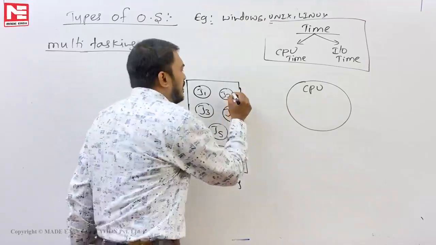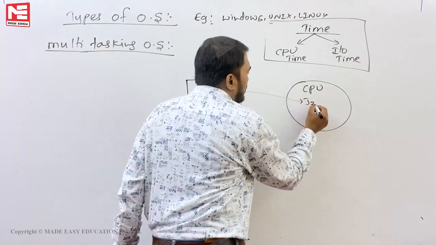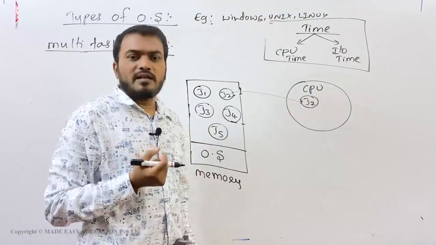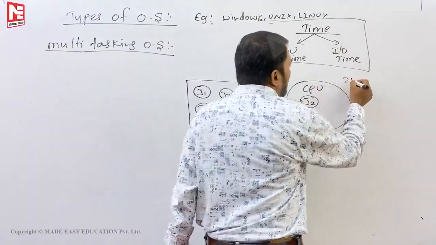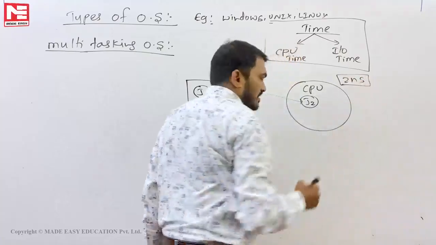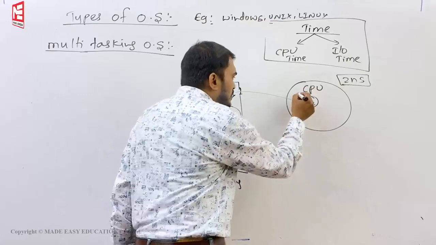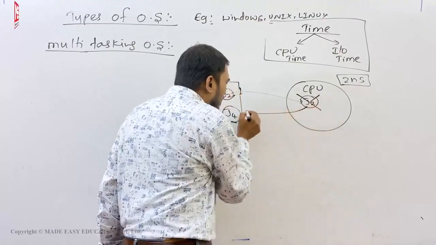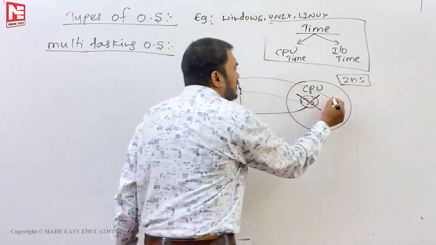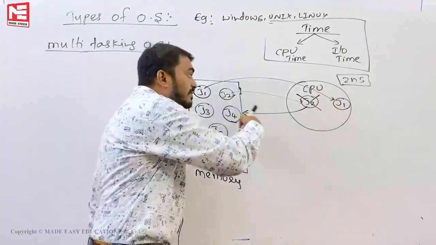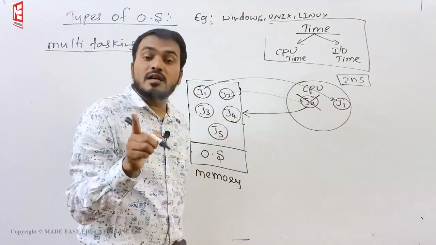It means what? You schedule job 2 here. Job 2 will execute some amount of time, for example, 2 nanoseconds. Just an example, 2 nanoseconds. After 2 nanoseconds, you are going to remove this from the CPU and you schedule another job onto the CPU, like job 1. Multiple jobs will be sharing the CPU in the time sharing mode.